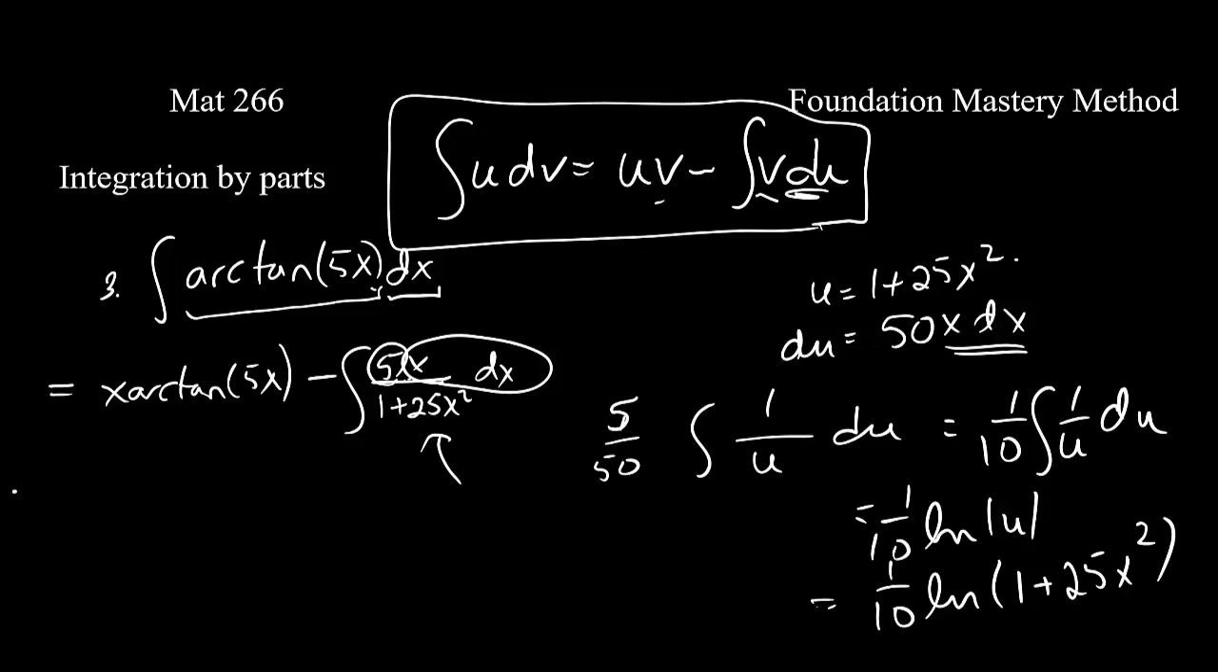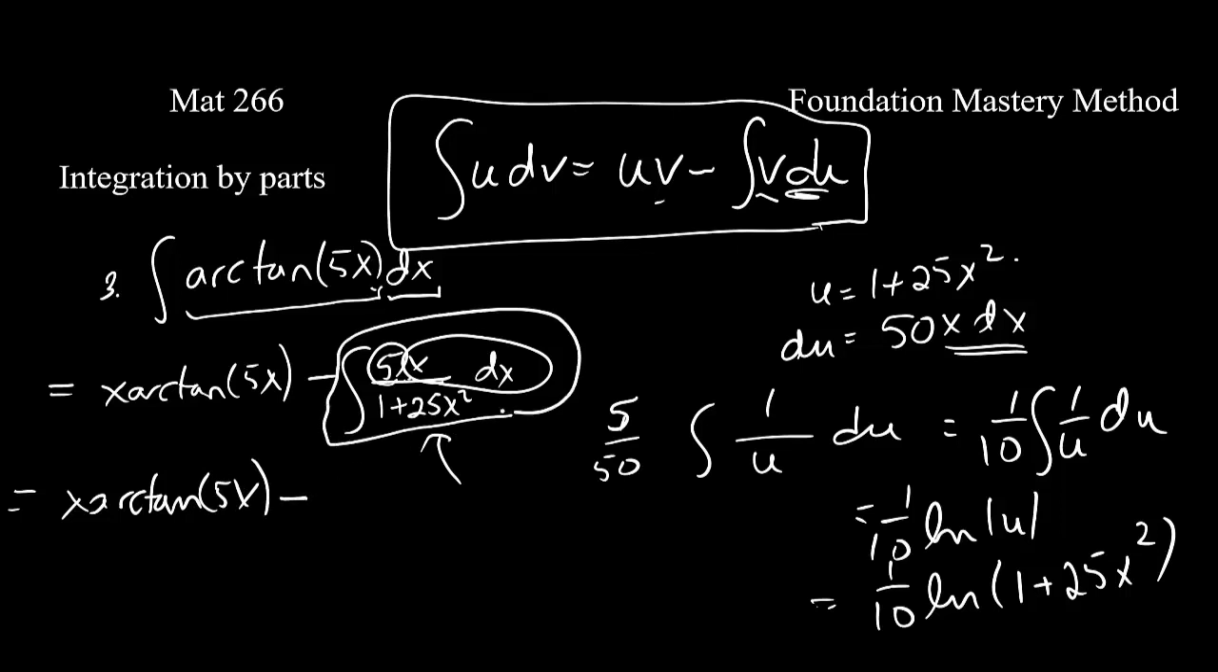So now our original problem integrating the arctangent of 5x becomes x times arctangent of 5x minus, and now the answer to this integral here, which was 1/10 the natural log of 1 plus 25x squared plus a constant of integration.